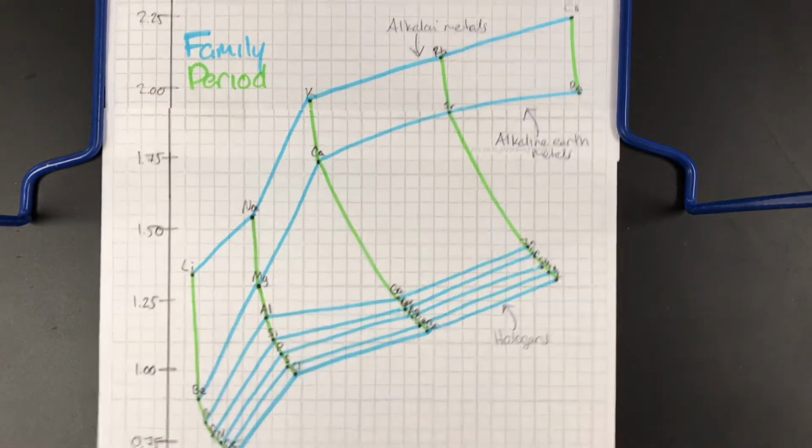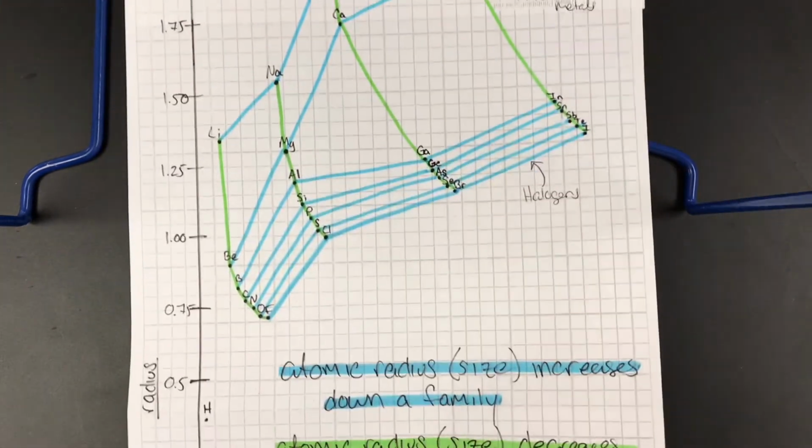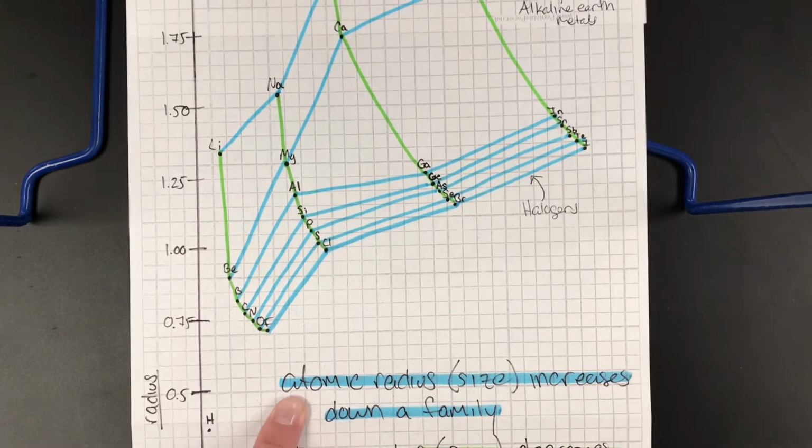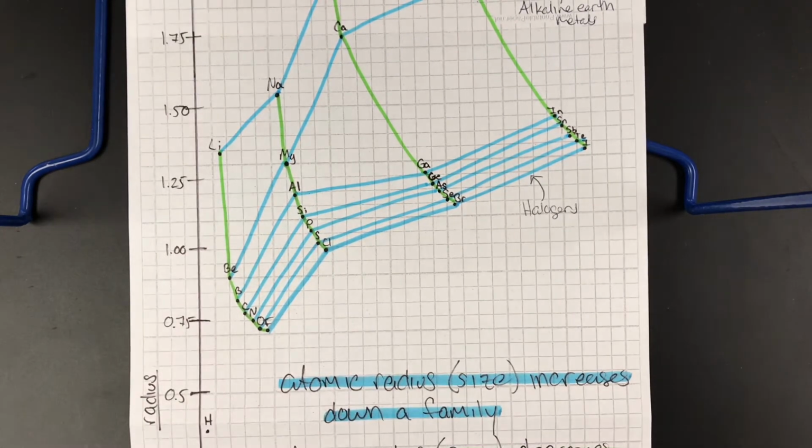So we can find somewhere on your sheet where you can write that summary statement. The atomic radius or the size increases as you go down a family.